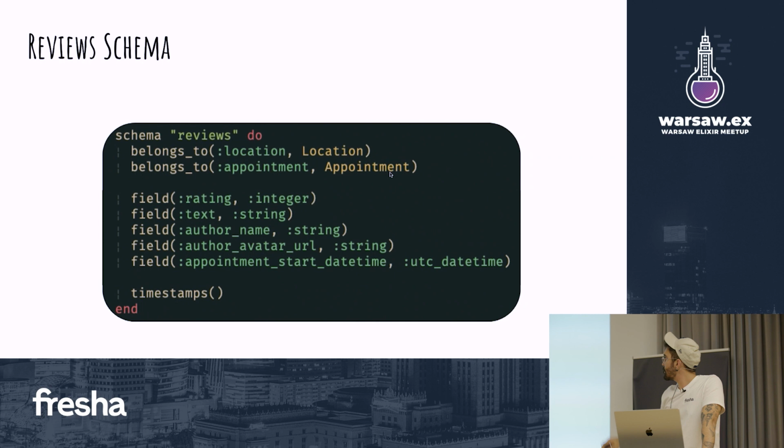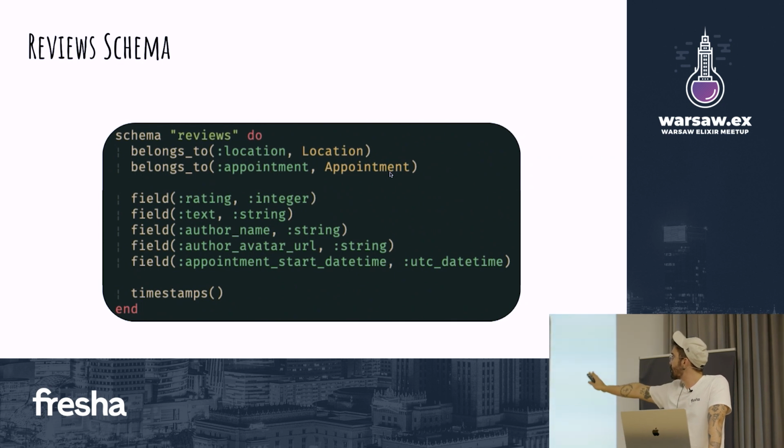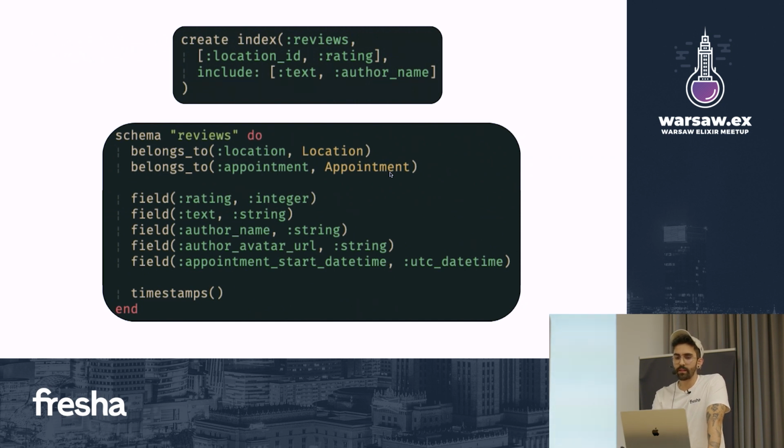This reviews table is a simple table with some fields and some foreign keys, and you're going to build an index using the include option that I just described, including the text and author name. The index is going to be by location ID and rating. In this context, these are reviews of a venue, and the locations are only the locations of a business.